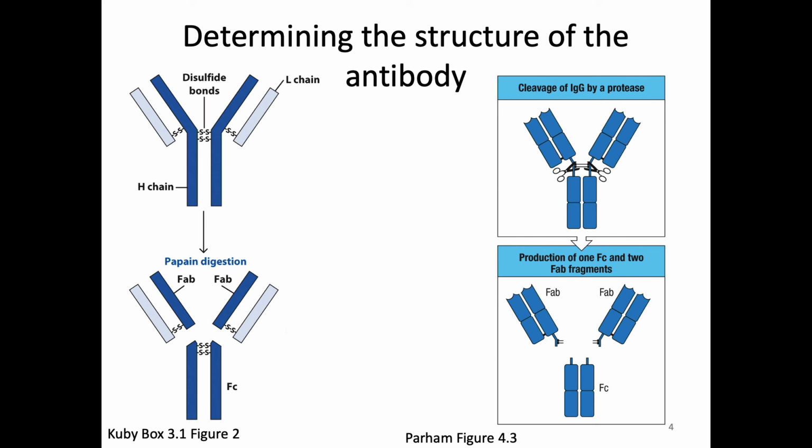And when they looked really closely, they found that the arm parts, which you can see are made up of a heavy chain and a light chain each, could bind to antigen. And so they called those parts Fabs, or fragment antigen binding. So we get two identical Fabs with our papain digestion. And they also got this tail piece that's made of the rest of the two heavy chains. They named that fraction the Fc region.